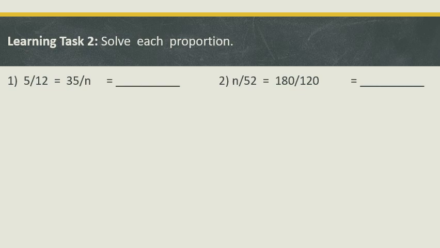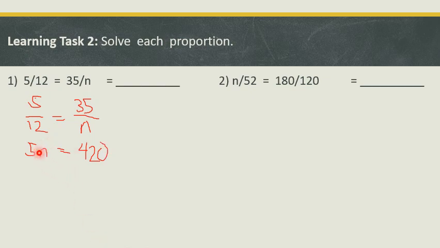Next, for learning task 2, let us solve each proportion. Katulad lang ang ginagawa natin kanina. So, gawin natin fraction form. 5 is to 12 as 35 is to n. So, cross multiply tayo. 5 times n is 5n. Then, 12 times 35 is 420.